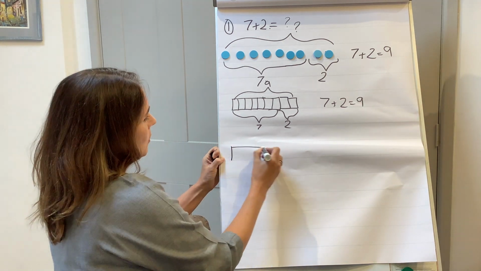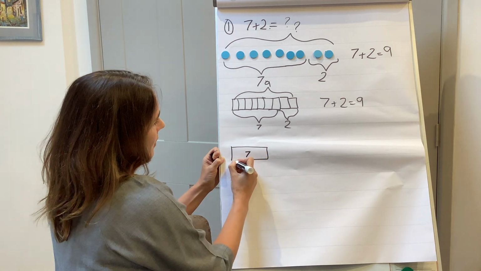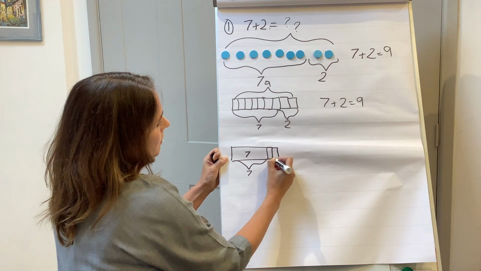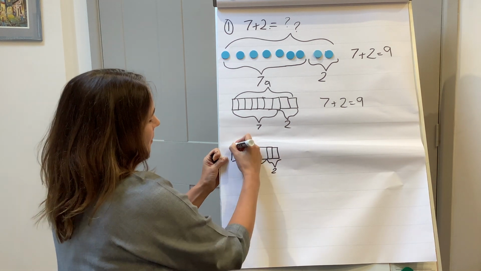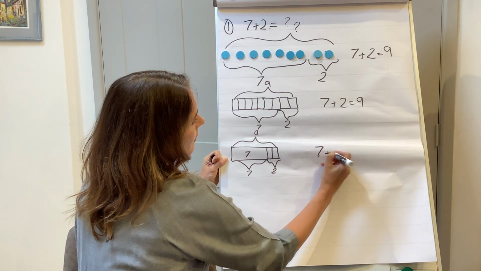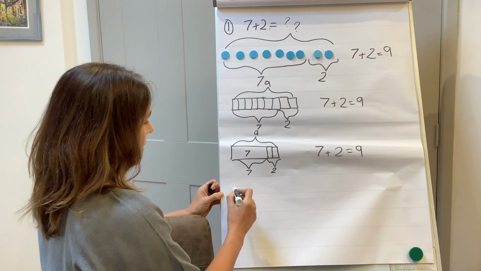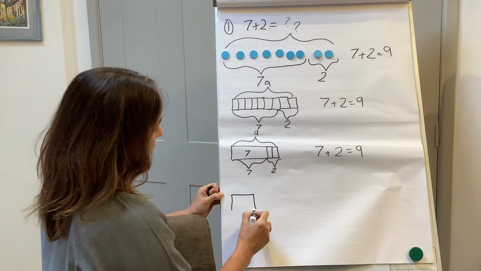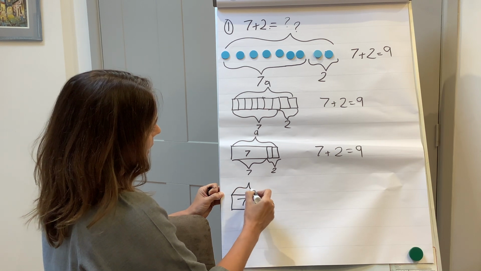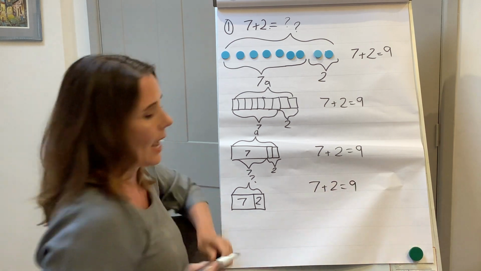You might want to use the mixture of the discrete and the continuous. You've got 7. Add on 2 more is equal to 7, 8, 9. So you can have your calculation at the side as well. And then moving to the continuous, completely continuous model. 7 and 2 is equal to 9.